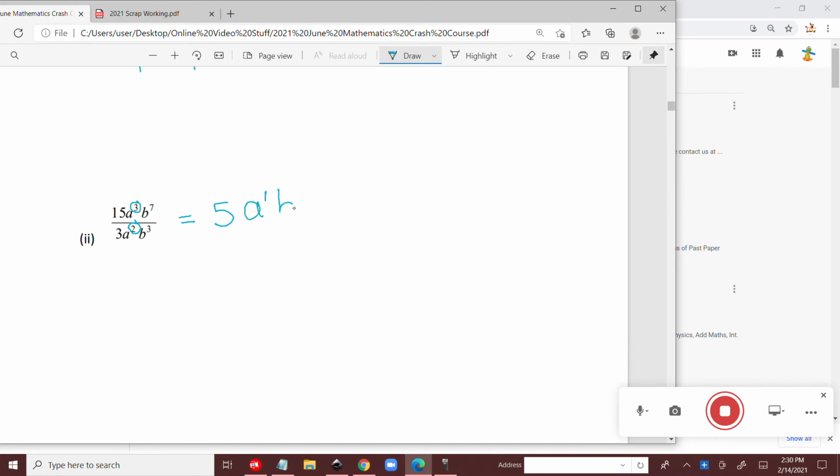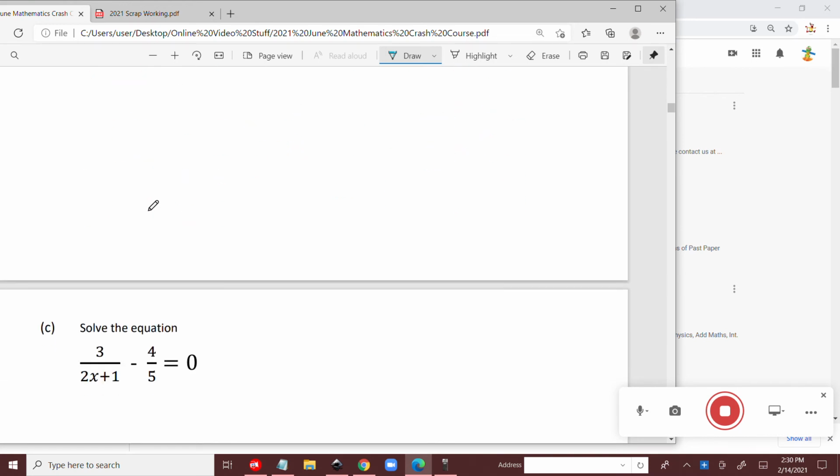And for the b's, we're dividing, so we're minusing the powers. 7 minus 3 is 4. Or you can write it like this. Whenever the power is 1, there's no need to write the 1. The 1 is understood. And b to the power 4. I would prefer to see this. All right, we move down.